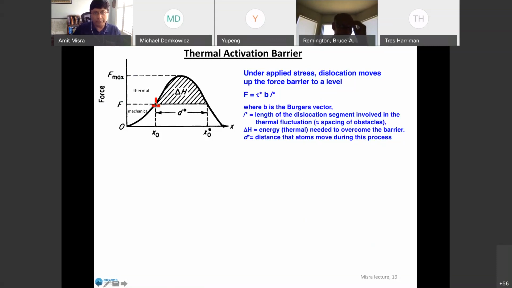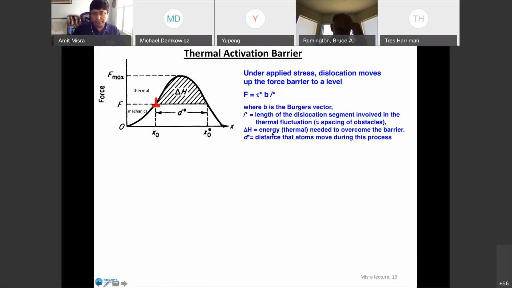And then a dislocation comes and stops at this point X naught. In order for it to overcome this energy barrier, it has to move from the position X naught to X naught star. So it has to move this distance D star that is shown here, the distance that atoms will move to overcome that energy barrier. And that barrier is shown here shaded as delta H.